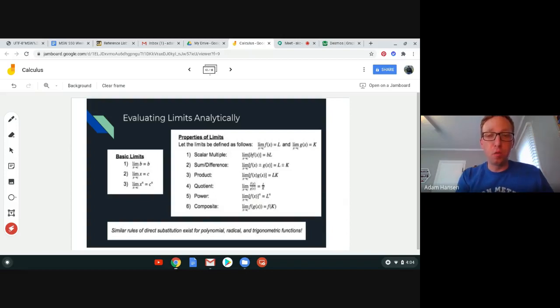Now, there are other rules for polynomial functions, radical functions, and trig functions. But the overarching principle of everything on this slide says if you can plug your constant into the function for your limit and get a value out, if it's defined, use direct substitution. That's going to work more often than not. We'll look at a couple of cases where it doesn't work and how we can maybe use a little bit of algebraic simplification technique. But if you can plug it in, plug it in.